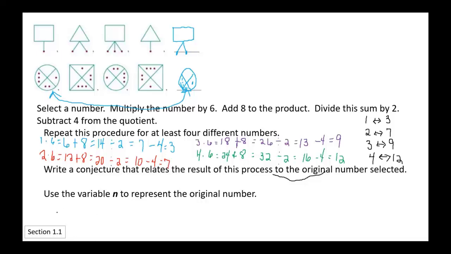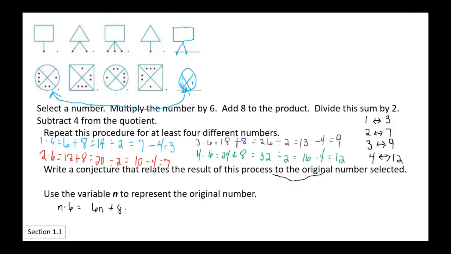No matter what I pick in, I would have to multiply it times 6. So that would be 6n. Then I would have to add 8.